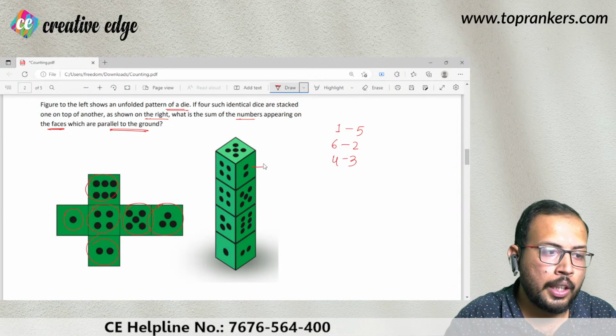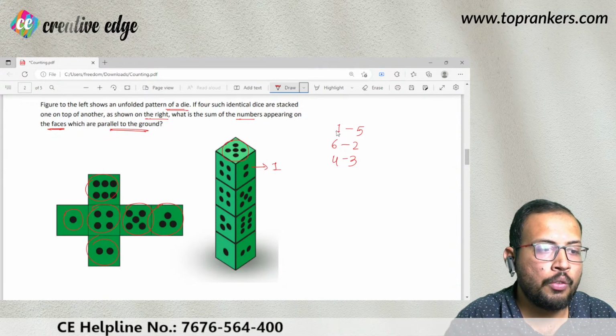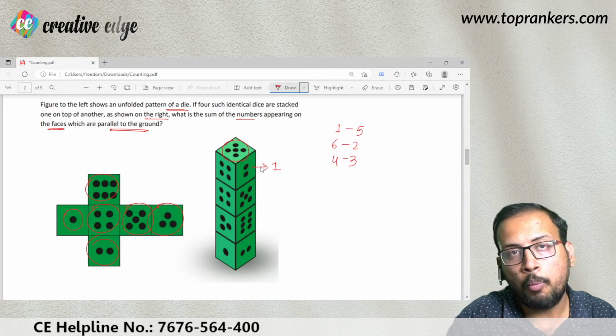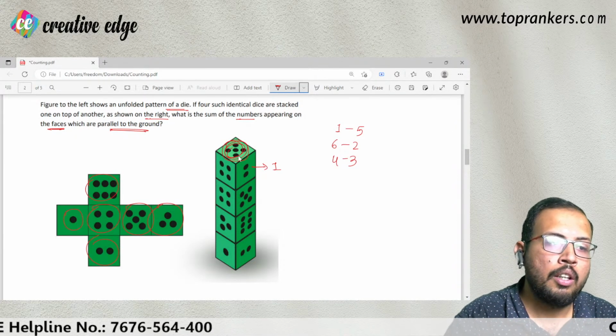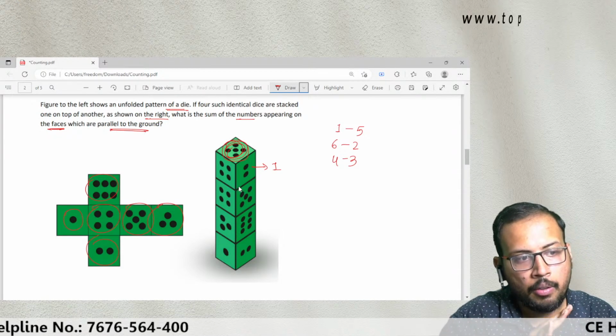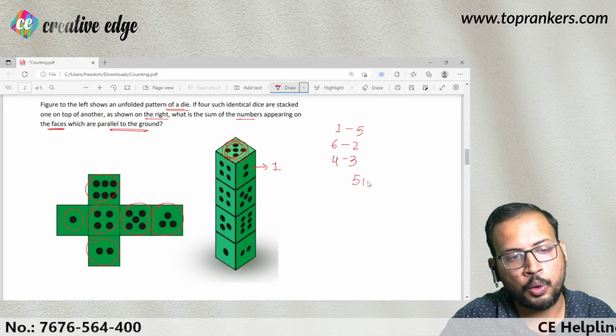Now let us look at the very first dice. So you can see that 5 is there. So opposite to 5 is 1. So that means in the topmost dice, you are going to have 5 on the top of the topmost dice and 1 on the bottom of the topmost dice. So your sum is going to be 5 plus 1 when it comes to the first dice, that is the topmost dice.